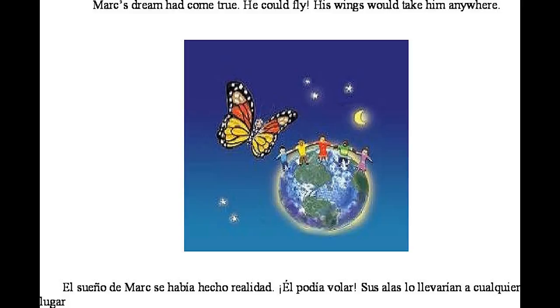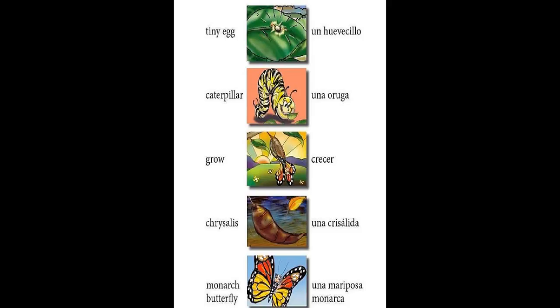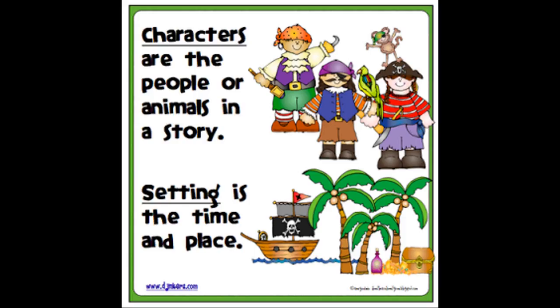Now let's take a look at our vocabulary words. We have egg, caterpillar, grow, chrysalis, and monarch butterfly.